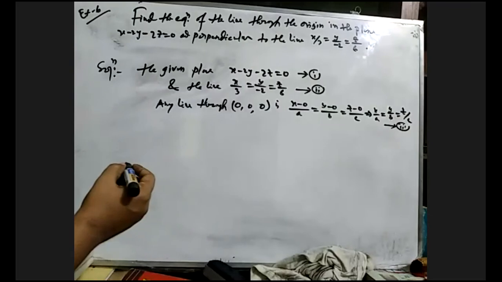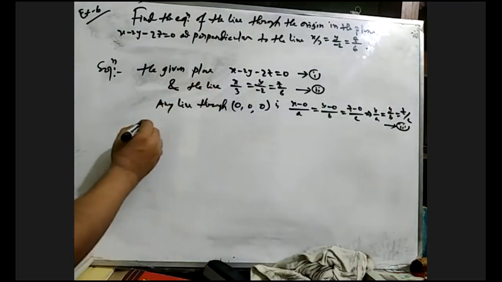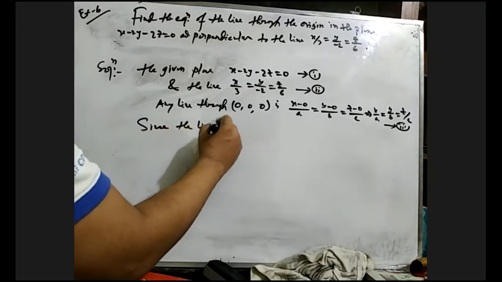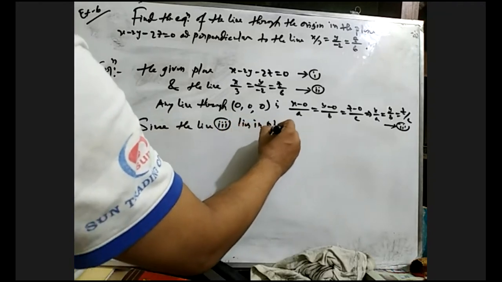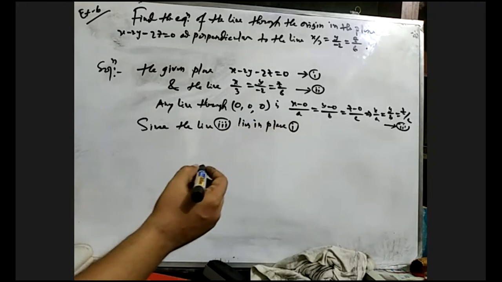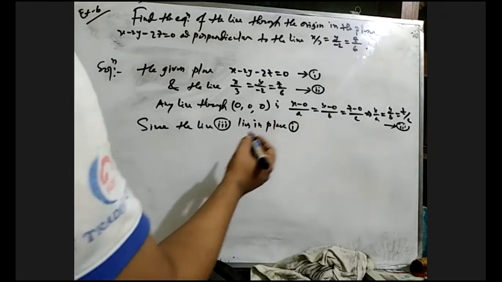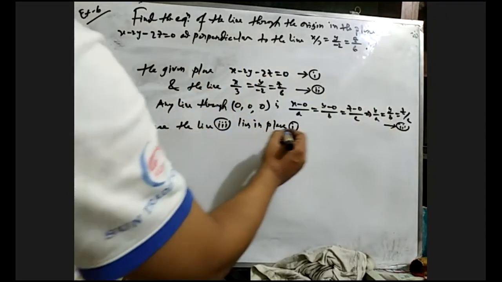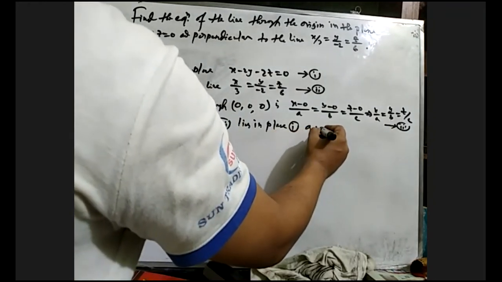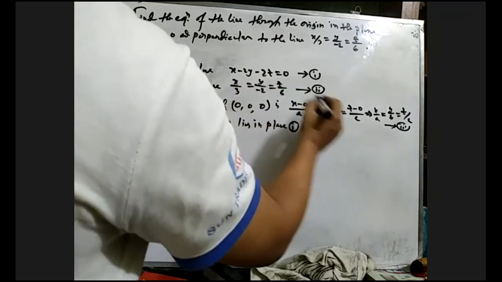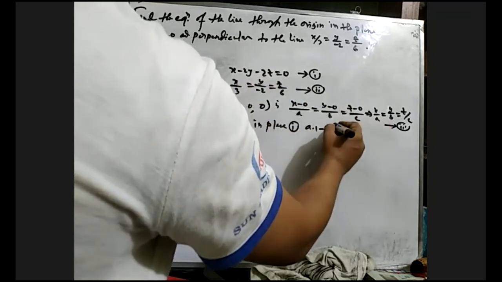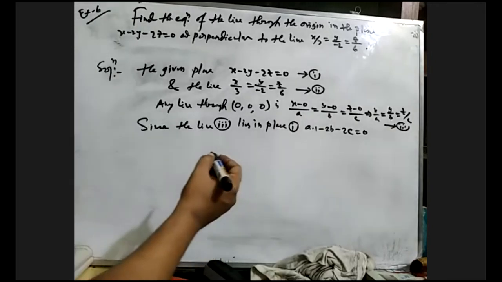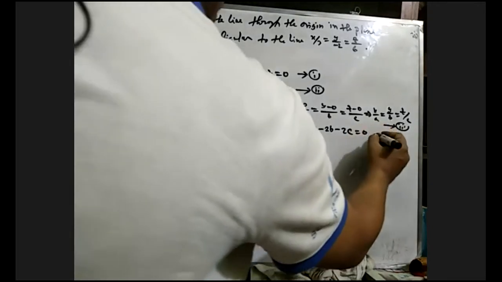Now the line 3 lies in the plane 1. Since line 3 lies in plane 1, we can write the directional ratios a into the coefficient of x, that means a into 1, minus 2 into b, and minus 2 into c equals 0. And this is equation number 4.